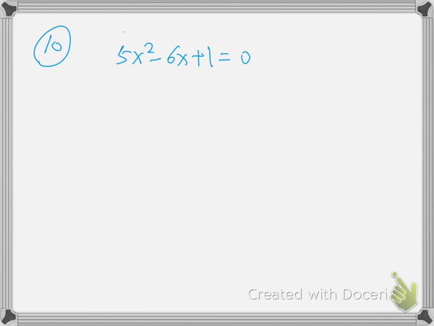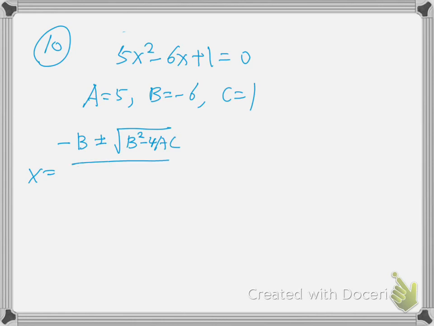I want to talk about number 10 first because you don't need to move terms or change anything. So we got a is 5, b is negative 6, c is 1. For all these questions, you give me a, b, c first, and then you have to write down the formula correctly. So x is negative b plus minus square root of b squared minus 4ac, divided by 2a. And then don't simplify, just leave it after you substitute a, b, c.